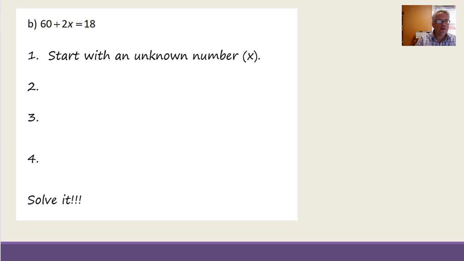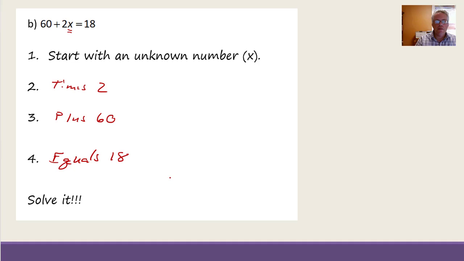Okay, so we'll always start with the unknown. X is right here in this equation. And the first thing we're doing is multiplying by 2. And then we're adding that to 60. Okay, so the first step is start with an unknown number x. That's always the beginning. Step 2 is we're timesing by 2. And then we're adding to that 60, so plus 60, and it's supposed to equal 18. That's interpreting the equation.